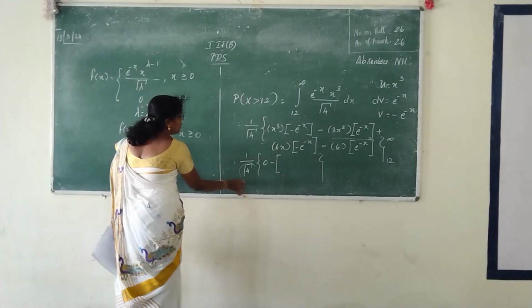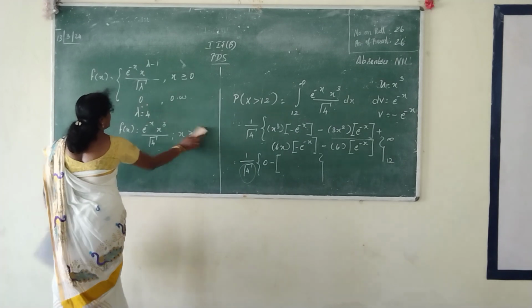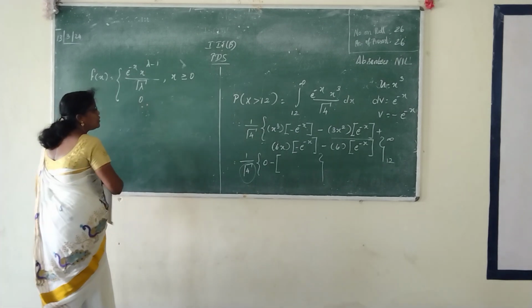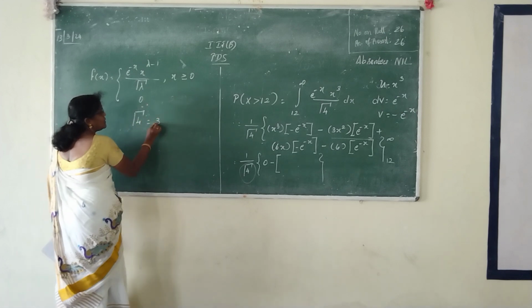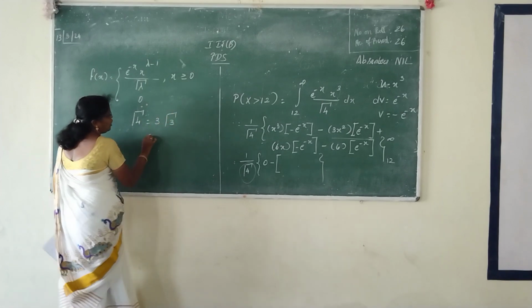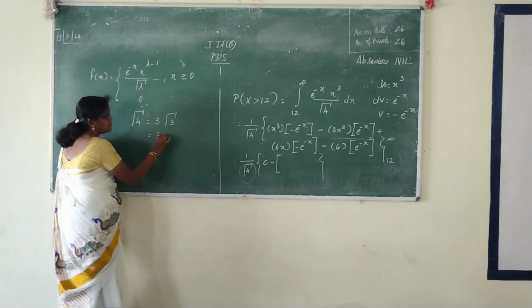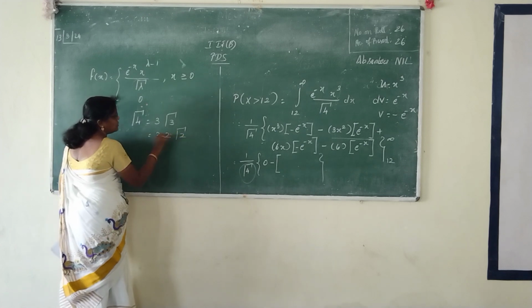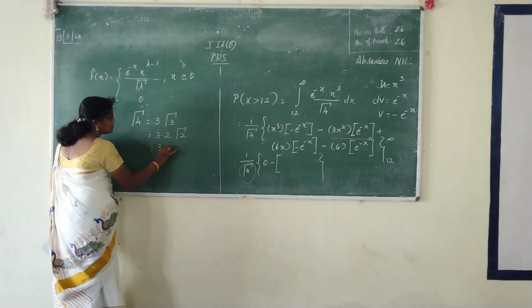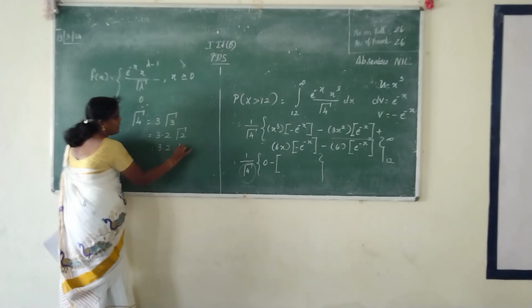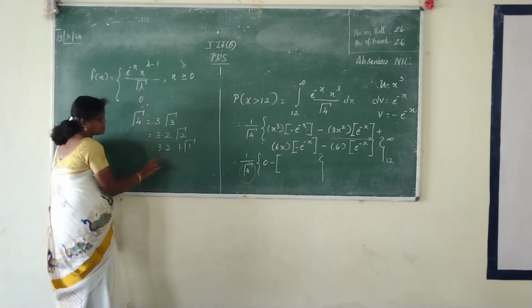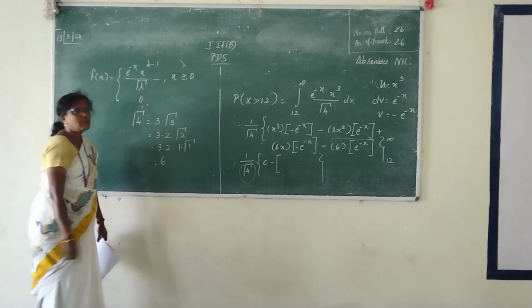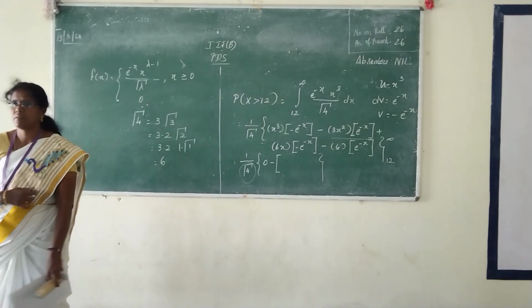Now tell me how we solve the gamma formula. I gave you a formula now. How do you write gamma 4? 3 gamma 3. How do you write 3? 2 gamma 2. How do you write gamma 2? 1 gamma 1. So what is 3 into 2 into 1? 6. Gamma 1 will be equal to 1. So gamma 4 will be equal to 6.